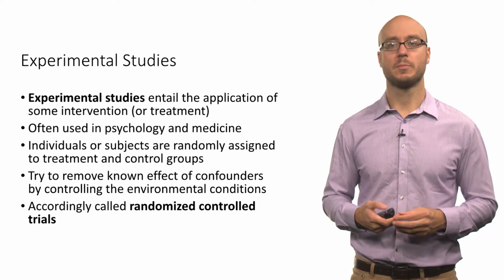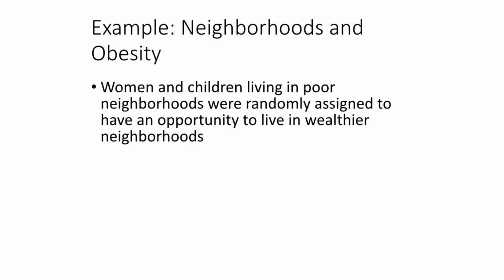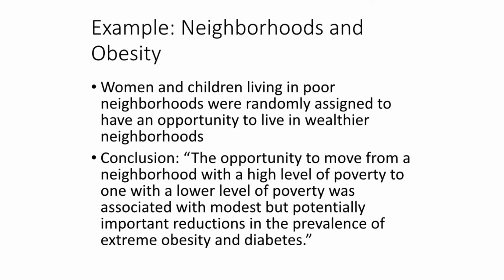So here's another example involving neighborhoods and obesity. Women and children living in poor neighborhoods were randomly assigned to have an opportunity to live in wealthier neighborhoods. So the experimenters were trying to alter the behavior of people in the world. There's this intervention. They're saying, okay, you might live in a poor neighborhood, but we're going to give you the opportunity to live in a wealthier neighborhood. And by applying this intervention, they examined obesity levels.